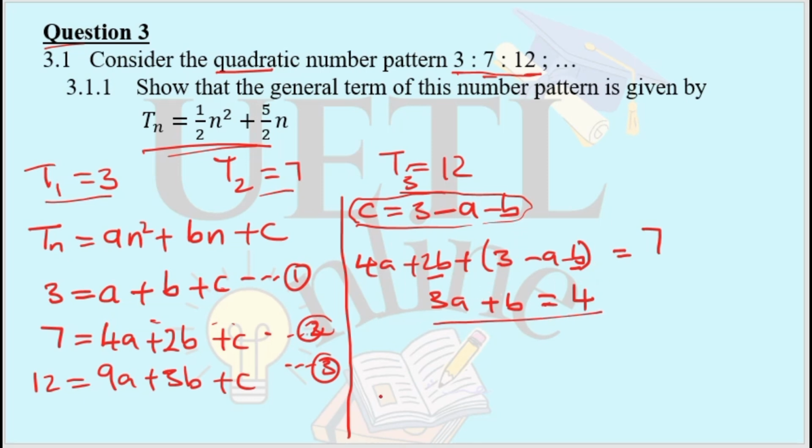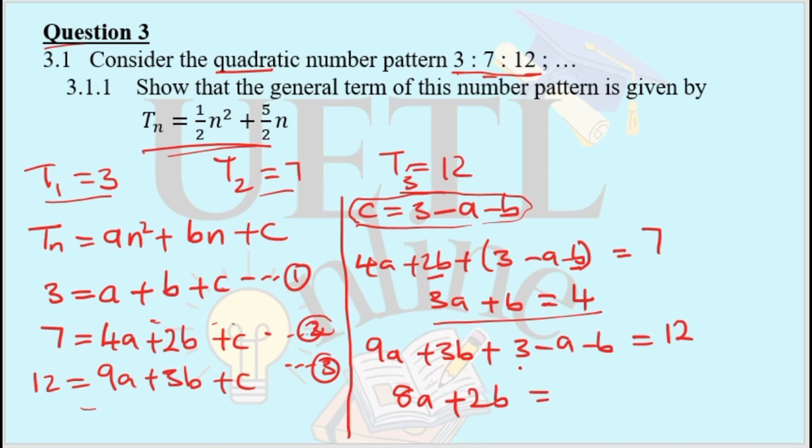Then we go on to the next equation and substitute, which is 9a plus 3b plus, instead of c, 3 minus a minus b, which equals 12. Simplifying this, we get 8a, then 3b minus b becomes 2b, which equals 12 minus 3, which is 9. So this is our equation.